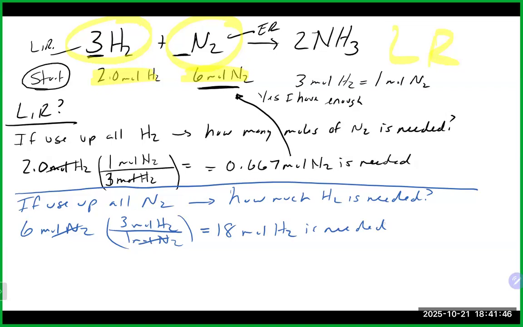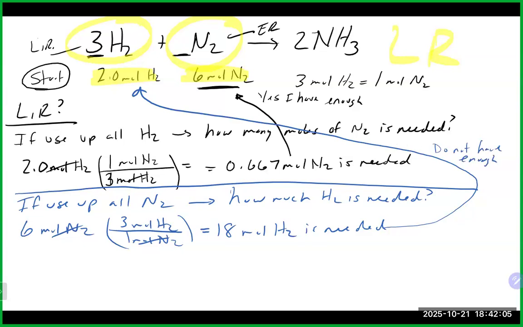When I compare my 18 moles of H2 that is needed to how much I have to start with, which is only 2 moles, I do not have enough, right? So I do not have enough. And what that tells me is the exact same thing the other calculation told me, that the H2 is the limiting reagent and the N2 would be the excess reagent. So you could choose either one to do that simple little calculation between the two reactants, and you can then figure out which one's your limiting reagent.